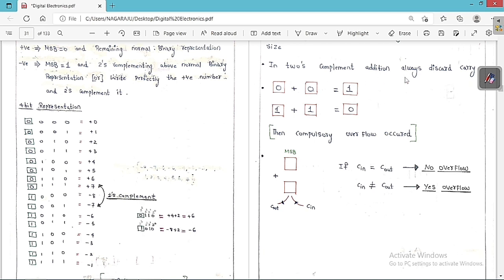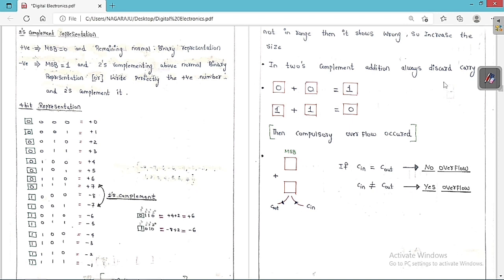So in 2's complement addition, always discard the carry. I already told you, in 2's complement addition, you always have to discard the carry. Whatever carry you get by using the 2's complement addition, you have to always discard it. So in 2's complement addition, whatever result you get, always discard the carry.